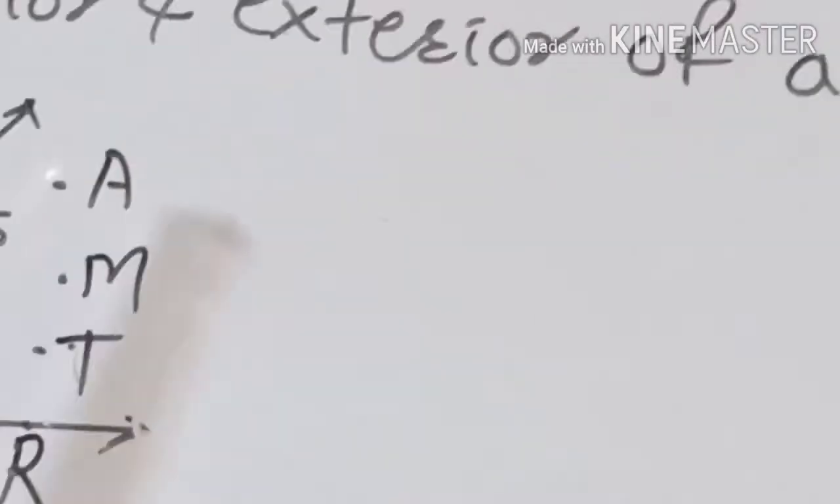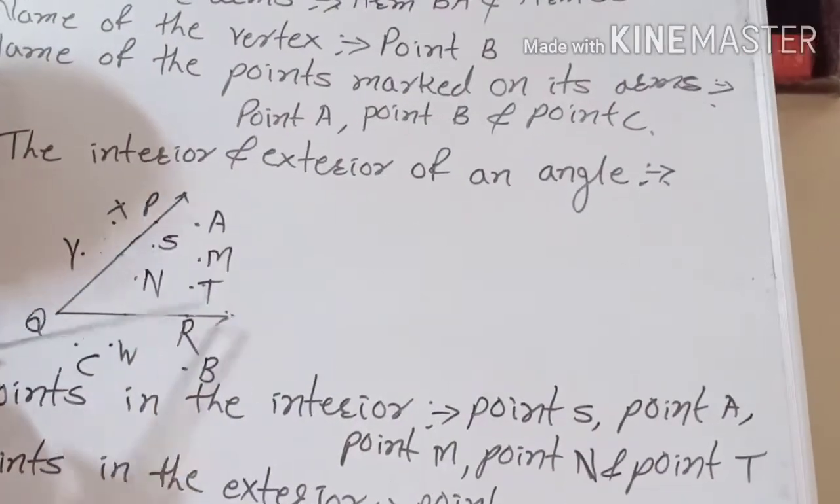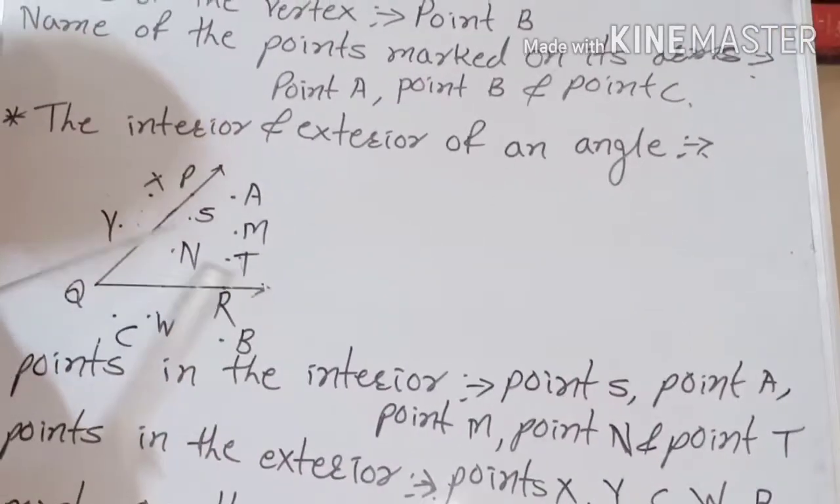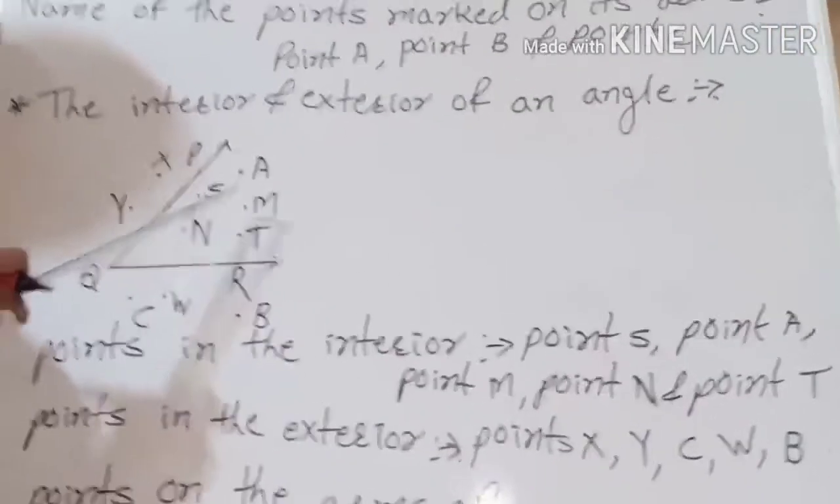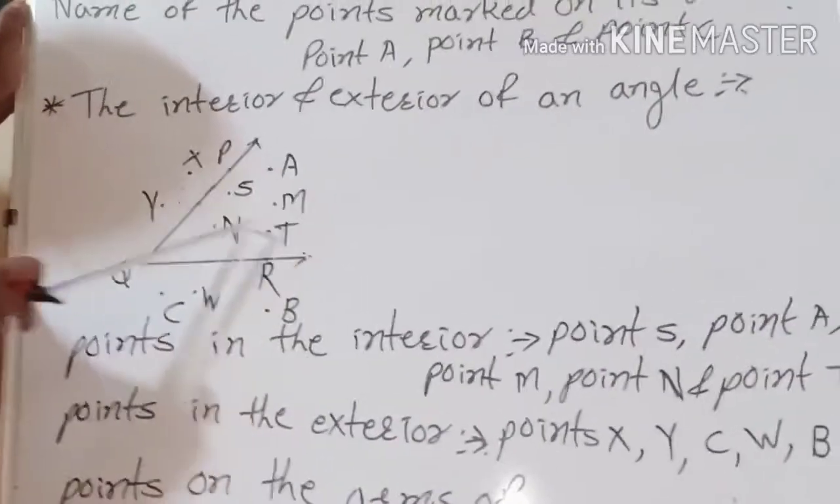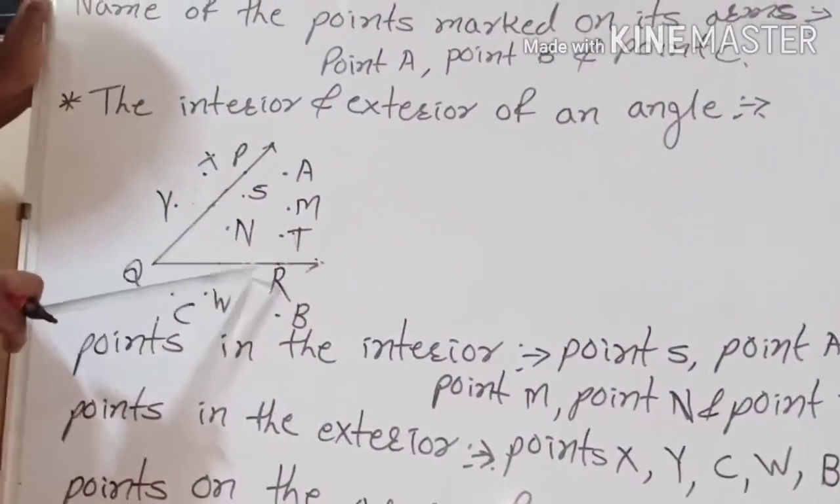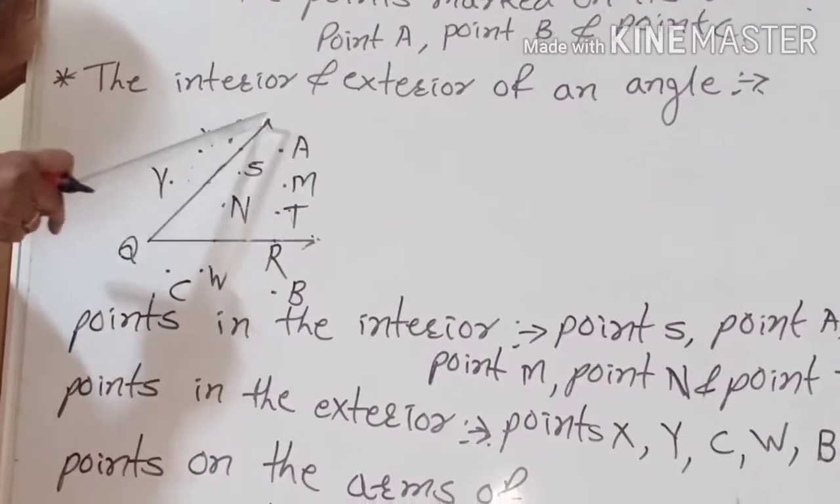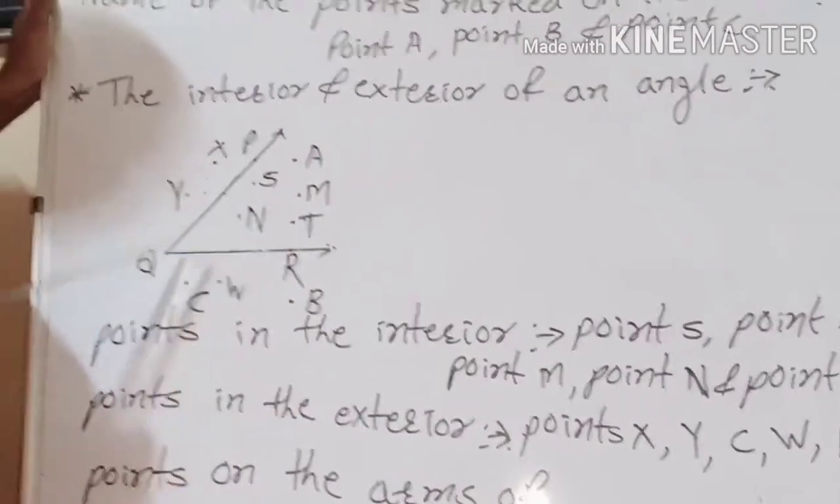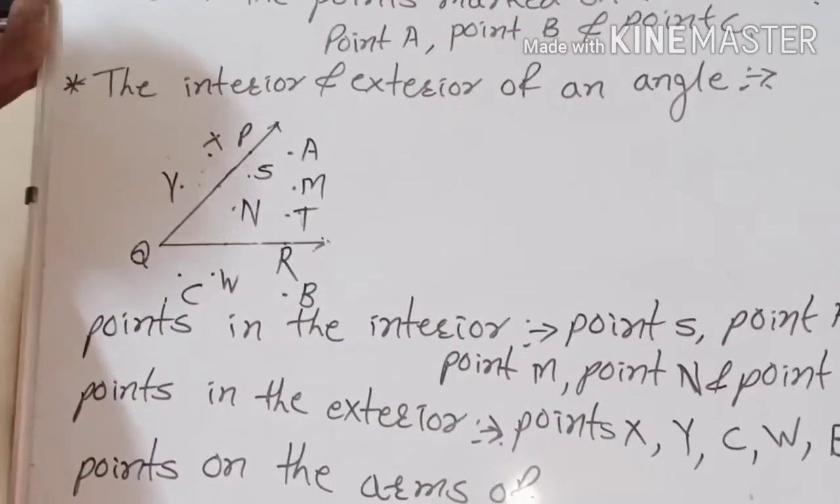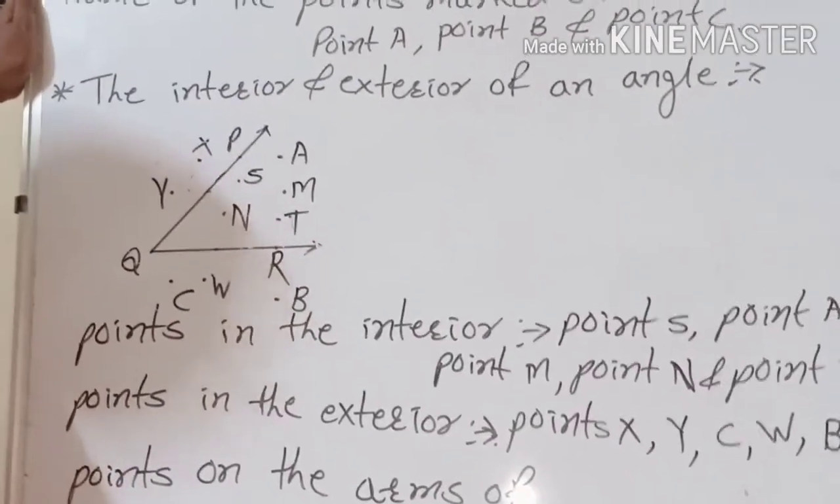कोणाला लक्षात आलं नसेल इन मराठी बघा. अँगलच्या आतील भागात जे पॉइंट असतात त्याला म्हणायचं इंटिरियर पॉइंट्स, आणि जे बाहेरच्या भागात असणारे पॉइंट त्याला म्हणायचं एक्सटेरियर पॉइंट्स, आणि जे अँगलच्या भुजावर, बाजूवर असतात त्याला म्हणायचं पॉइंट्स ऑन द आर्म्स ऑफ द अँगल. राईट डाऊन.